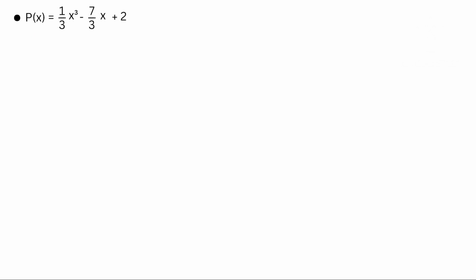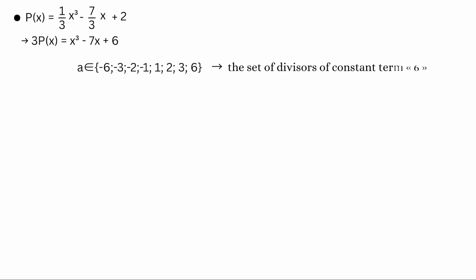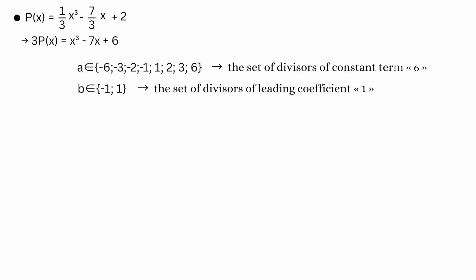Now, consider this one. P of x equals 1/3 x cubed minus 7/3 x plus 2. To apply the rational root theorem, we multiply by 3: x cubed minus 7x plus 6. A belongs to minus 6, minus 3, minus 2, minus 1, 1, 2, 3, and 6. And B belongs to minus 1 and 1.